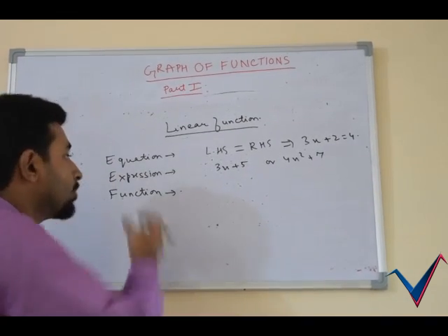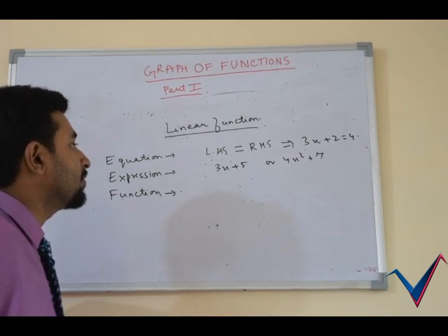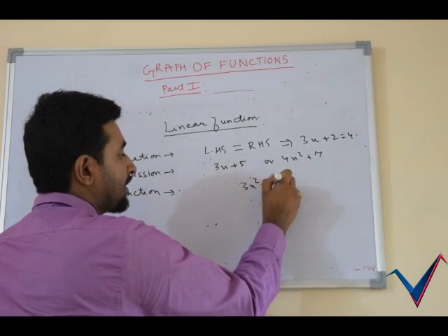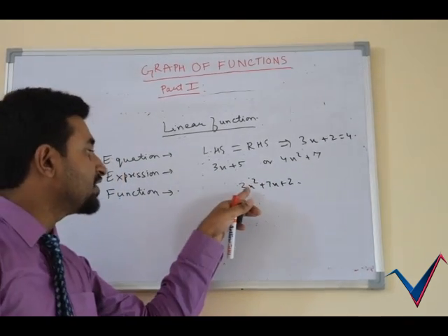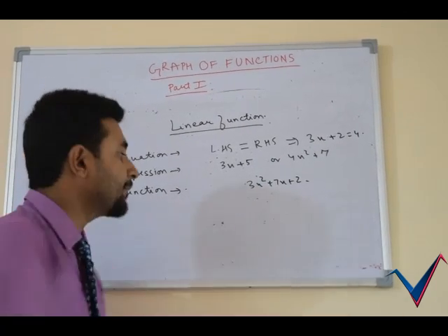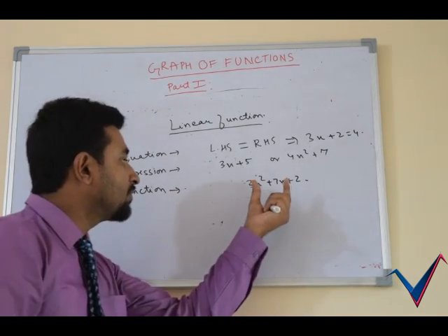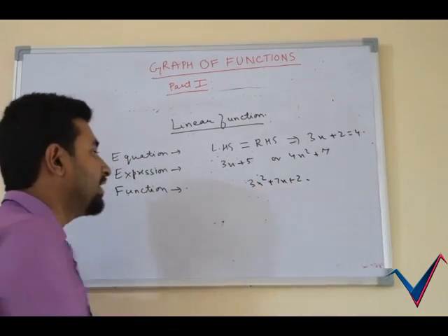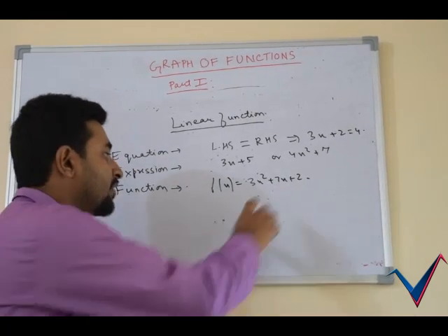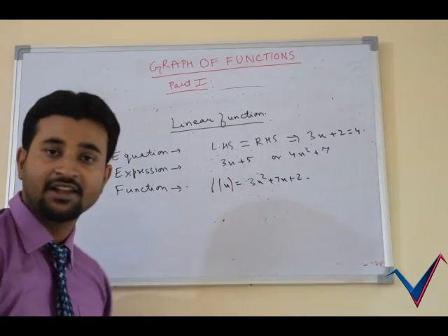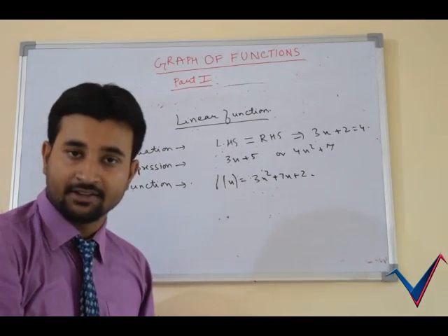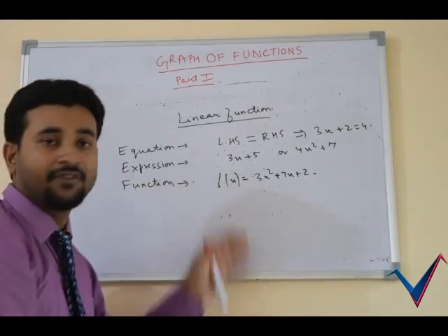Then we come to function. So suppose you have anything like 3x square plus 7x plus 2. Whenever you will change the value of x, what will happen? The value of this whole expression will get changed. So we can call it as function of x is equal to 3x square plus 7x plus 2. Or what do you mean? Whenever you change value of x, value of f(x) will change. So actually, f(x) is dependent on the value of x. We call this as function of x.